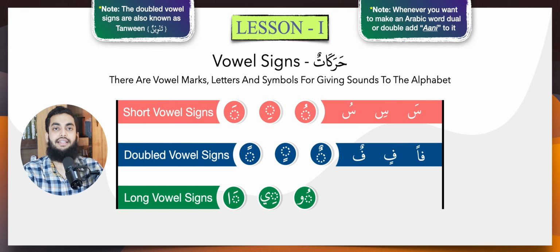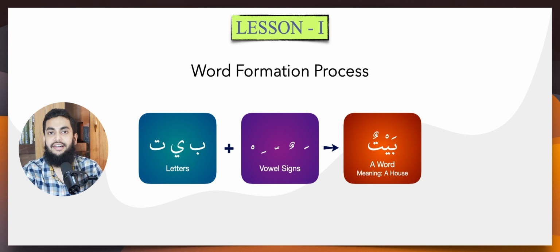Now we will move on to the word formation process. How do we form words in Arabic language? To form words, we need some hurufun, letters, and we add to them some vowel signs, harakatun. It gives us a kalimatun, known as a word. So for example, we took ba, ya and ta and added to it some essential vowel signs. It gave us baitun, a word, which means a house.